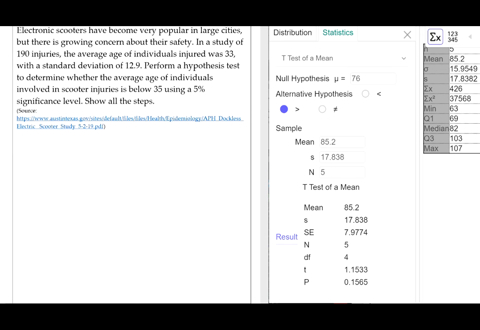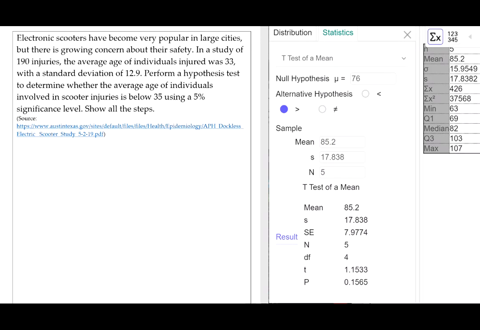Electronic scooters have become very popular in large cities, but there is growing concern about their safety. In a study of 190 injuries, the average age of individuals injured was 33, with a standard deviation of 12.9. Perform a hypothesis test to determine whether the average age of individuals involved in scooter injuries is below 35 using a 5% significance level.